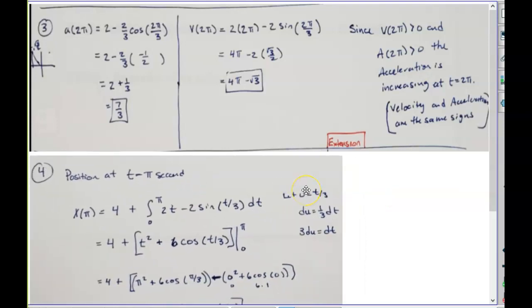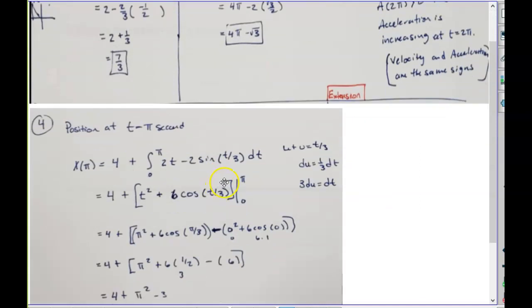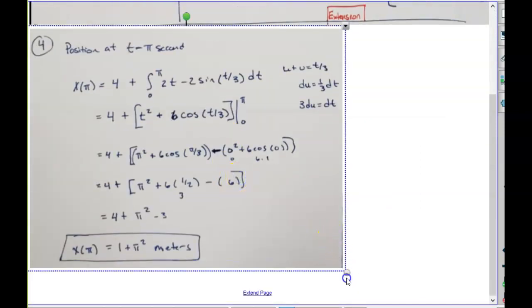Number 4, what is the position of the particle at time pi? Well, they gave us the velocity. Now they're asking us a question about the position. So we're going backwards, which should tell you there's an antiderivative or an integral. So here's how I did number 4. Let me make this bigger so you can actually see it.